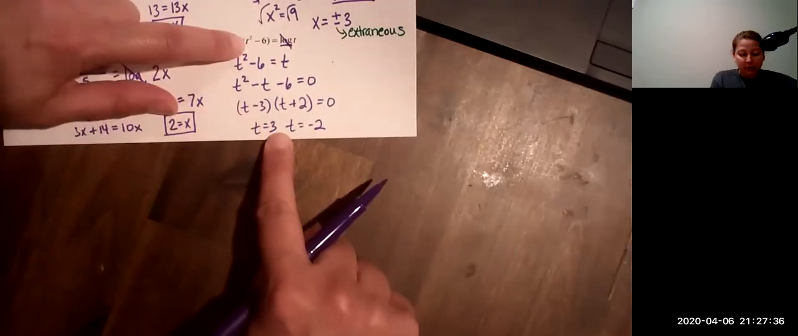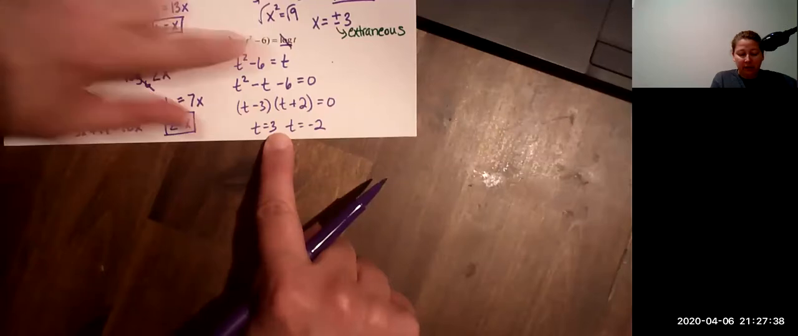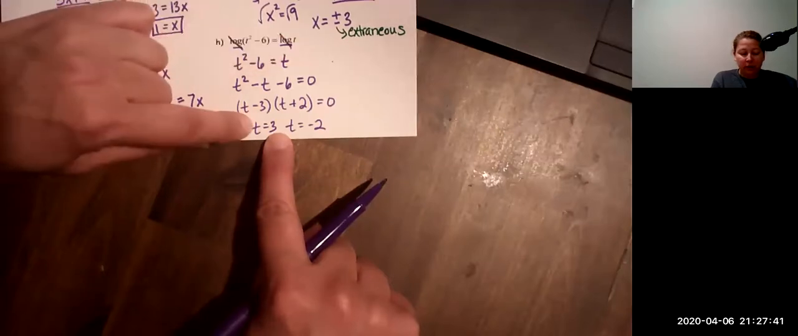T minus 3, t plus 2. So our answers would be 3 and -2. Before we move on, we've got to make sure. If I plug 3 up here, is it going to be positive here? Yes. Positive here? Yes, that one works.